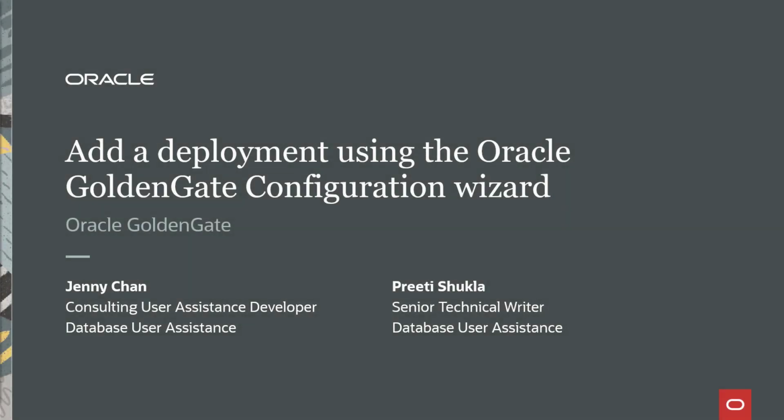This video shows you how to replicate data between a source and target over a network secured with NGINX. For the purposes of this video, the source is an on-premise Oracle GoldenGate deployment, and the target is an OCI GoldenGate deployment in the cloud.